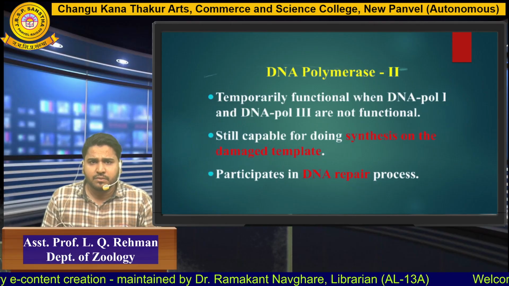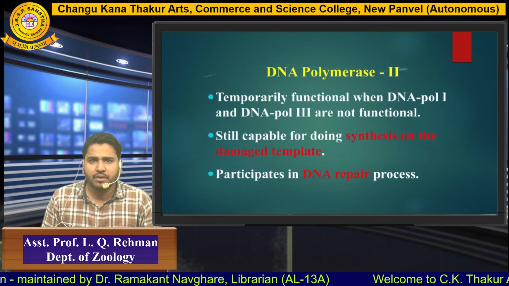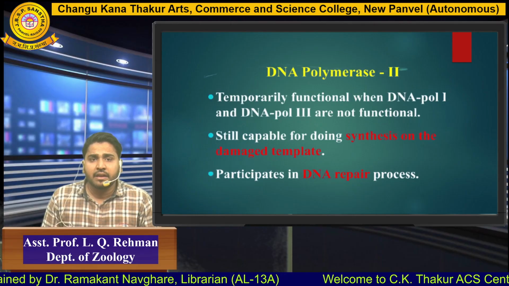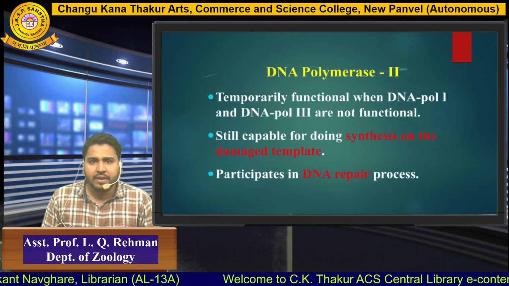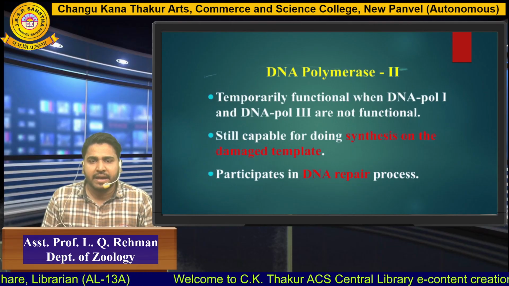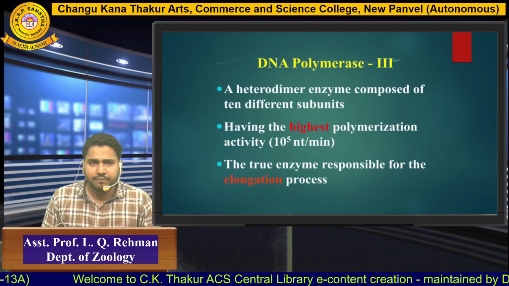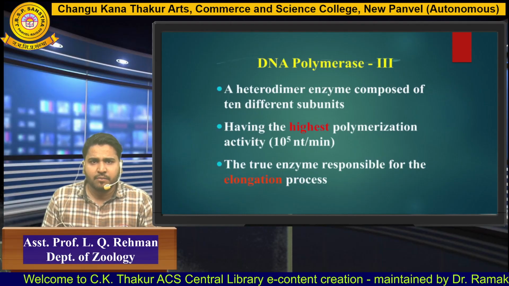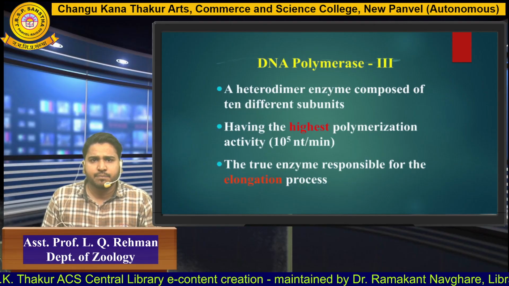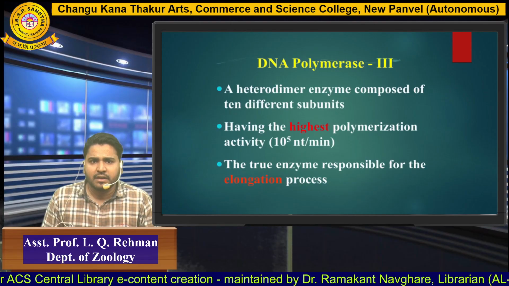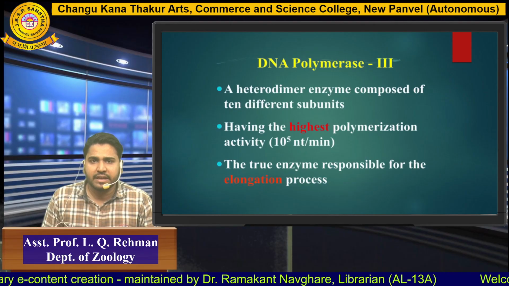DNA polymerase 2 is temporarily functional when DNA polymerase 1 and DNA polymerase 3 are not functional. But it is still capable of doing synthesis on the damaged template. It participates in DNA repair process. Next one is DNA polymerase 3. It is a heterodimer enzyme composed of 10 different subunits, having the highest polymerization activity. The true enzyme responsible for the elongation process is DNA polymerase 3.